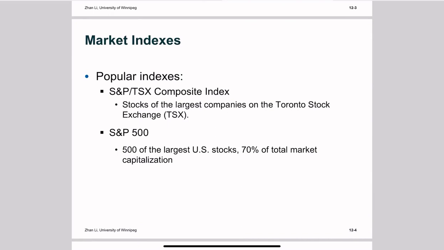So for the Canadian market portfolio, we could use the TSX Composite Index, which is essentially the portfolio of stocks of the largest firms on the Toronto Stock Exchange. For the US market, we could use the S&P 500. We could use this portfolio to represent the US market index. And the S&P 500 is the portfolio of 500 of the largest US stocks.